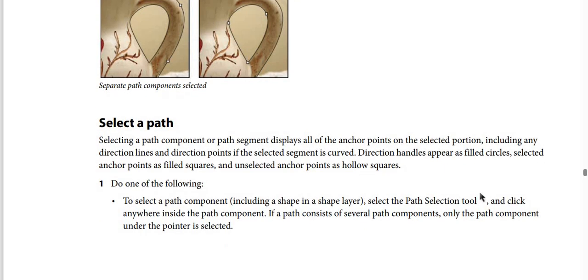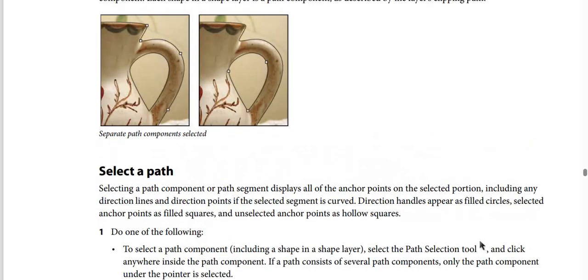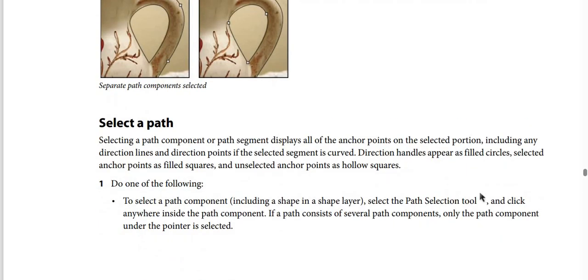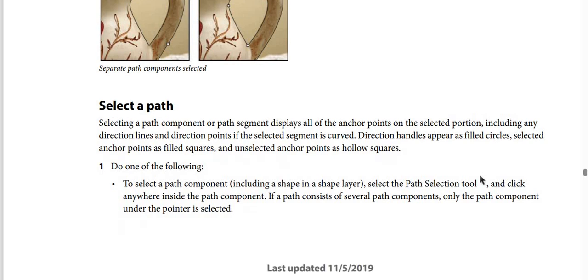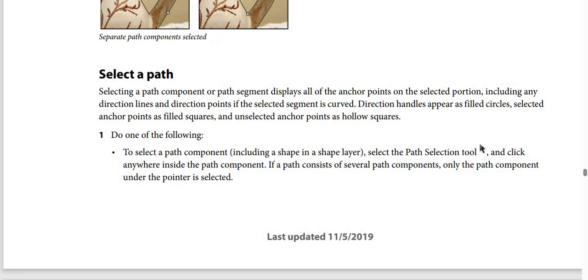Select a path. How to select a path in Photoshop? Selecting a path component or path segment displays all of the anchor points on the selected portion, including any direction lines and direction points if the selected segment is curved. Direction handles appear as filled circles, selected anchor points as filled squares, and unselected anchor points as hollow squares. And we have steps.